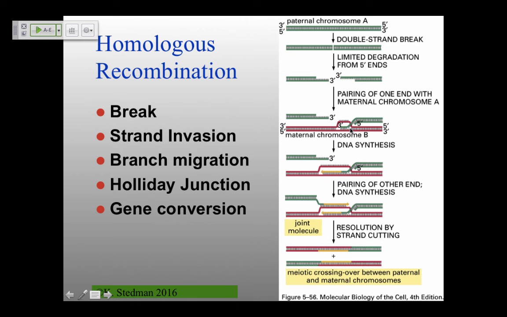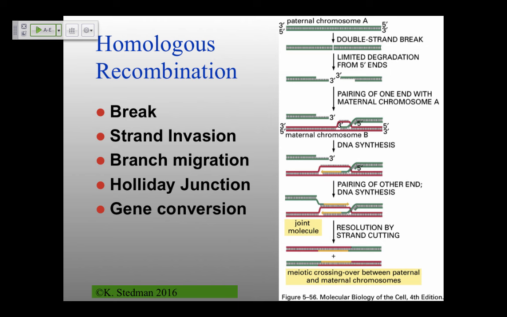This 3' end goes and finds a homologous chromosome. Homologous means related by ancestry, which means it has a similar sequence. And so you can have base pairing interactions between these two. Once strand invasion takes place, you've got a 3' OH from this invading strand and a template from the opposite strand, so you can have synthesis by our friends, the DNA polymerases. We'll check on exactly which one of them it is.